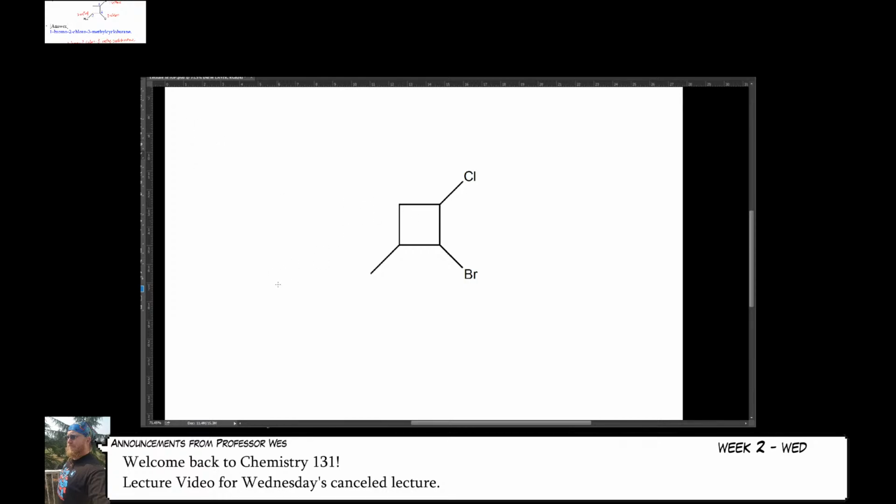Okay. How do I name this one? Because now what we're going to do is we're going to try and number them. But there's going to be a specific temptation here. And that temptation, so this is methyl. This is bromo. And this is chloro. How would you number them? I'm going to give you a second to come up with the answer on your own. And then I will tell you the correct answer.